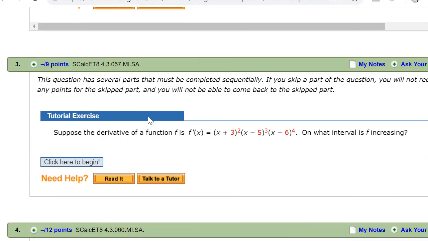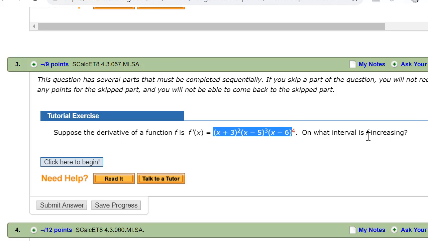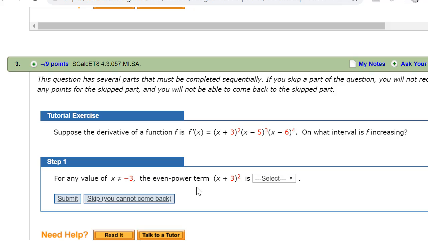This is a problem from section 4.3 in your lab assignment. It says, suppose that the derivative of the function is given by this. On what intervals is f increasing? So let's take a look at how we're going to solve this problem.